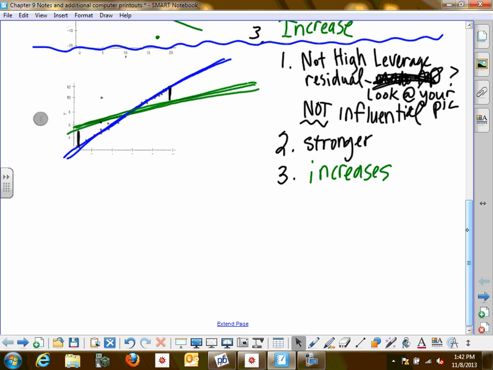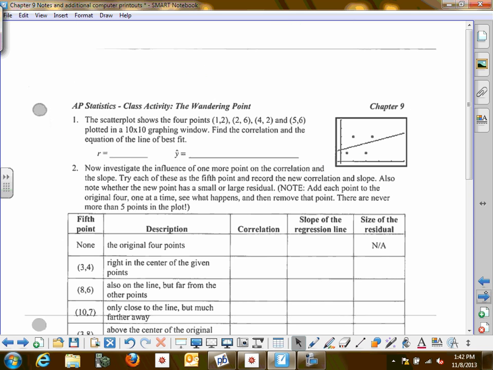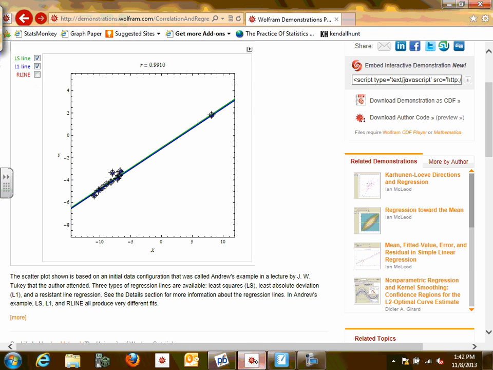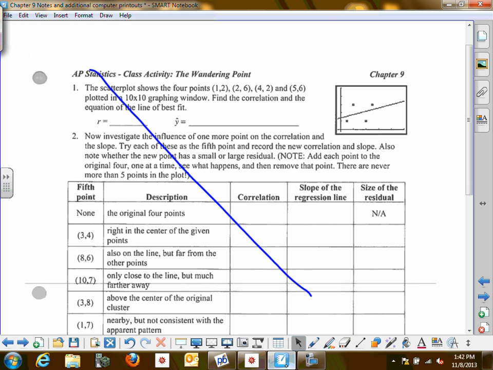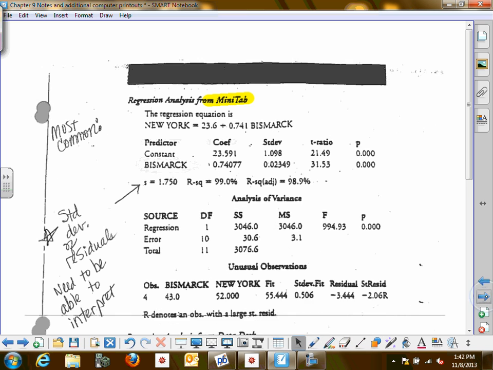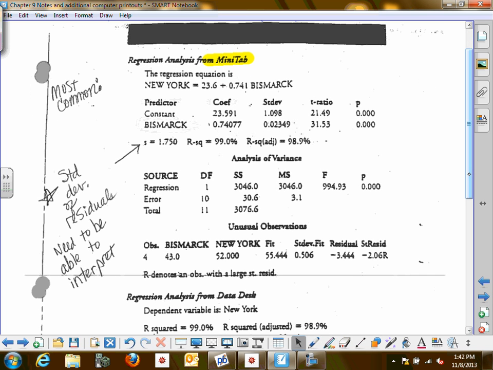Now, this next page is an activity that we are not going to do, because this little demonstration does as much, if not more, than that little activity, so we are skipping it. The next thing is an example of more computer printouts. This will be just a quick go through and look at these different software programs. I have already shown you Minitab, so let's actually look at the second page first.